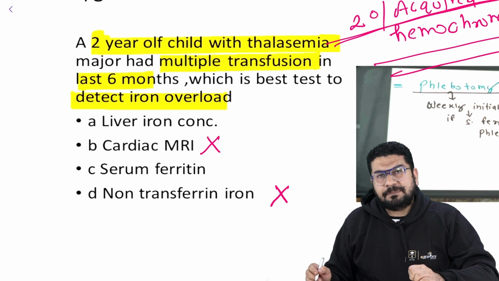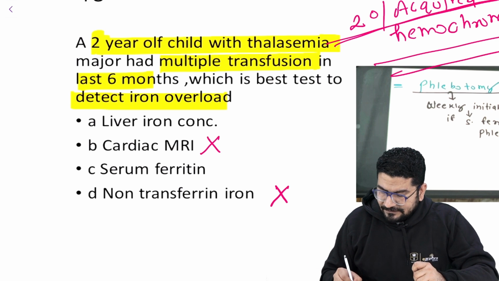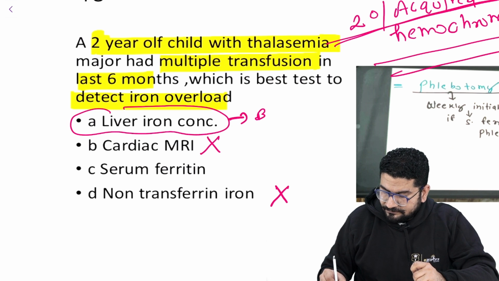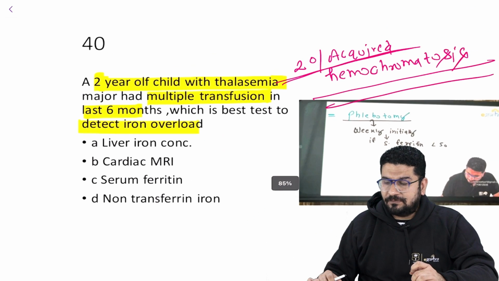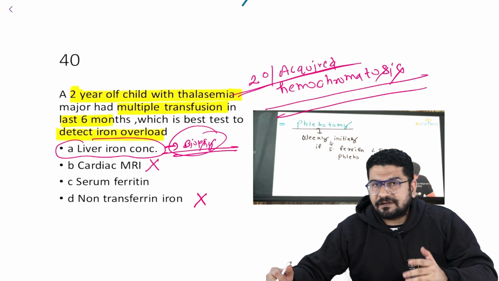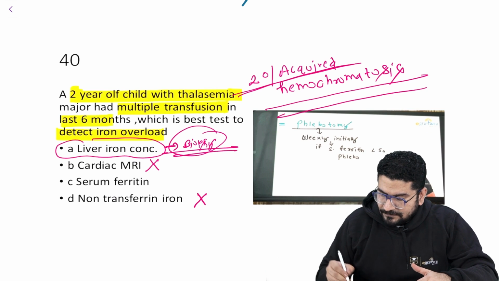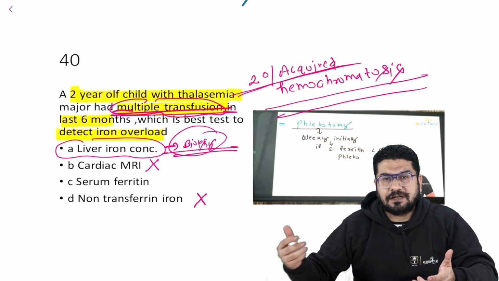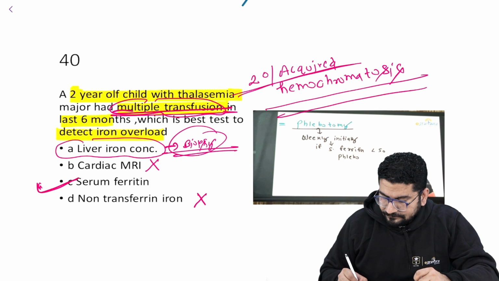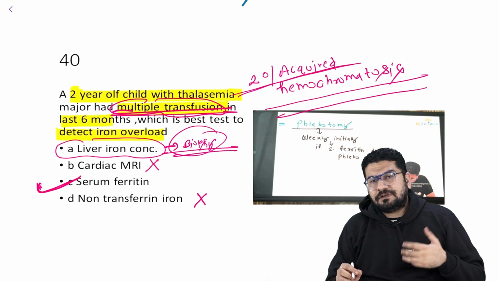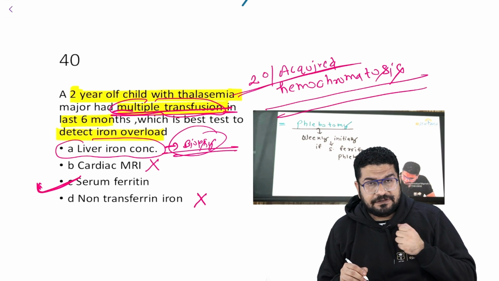So the best test will be hepatic iron concentration. We call this the hepatic iron index. But remember, for this liver iron concentration we need to do a biopsy. Biopsy we generally recommend for the HFE gene mutated form, the primary form. Here we already know the cause: secondary or acquired hemochromatosis. It is iatrogenic, a doctor is doing multiple transfusions. We know the cause, so we can do the simple test, that is serum ferritin. A could be the answer if the question were about how we confirm the diagnosis of primary hemochromatosis, that is due to HFE gene mutation.